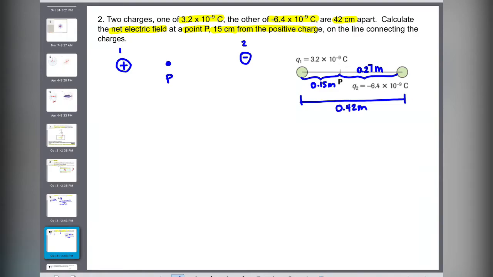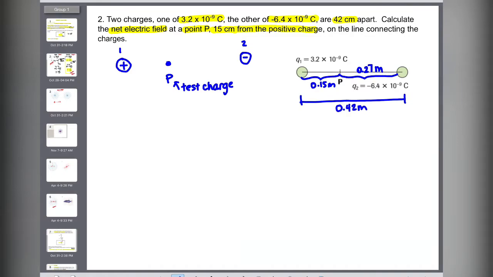I need you to remember, I told you to pay attention to it right from the beginning. This is called the test charge. We actually consider this to be the test charge. You do need to know what charge this is to know whether it's attracting or repelling. Unlike gravity, right?